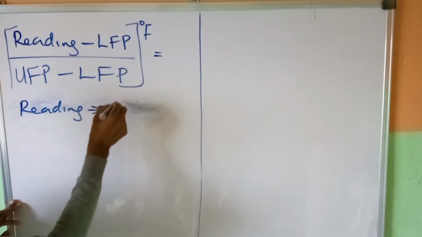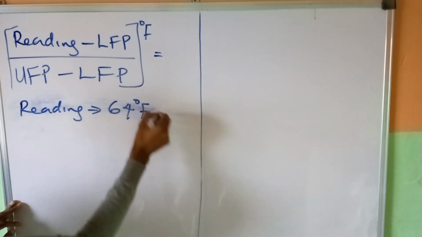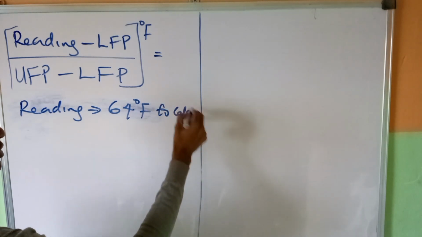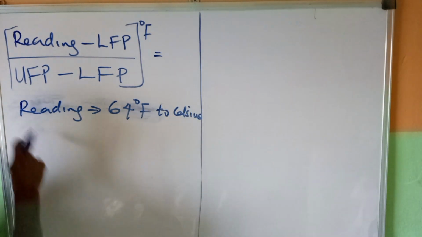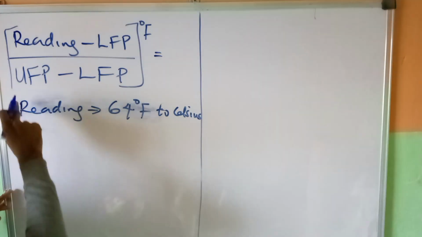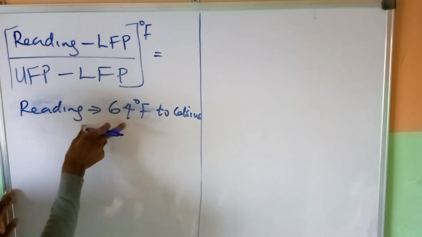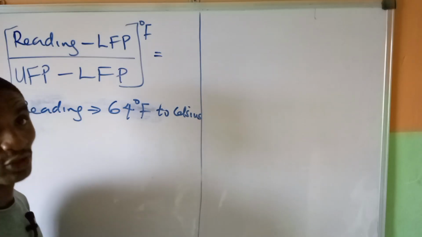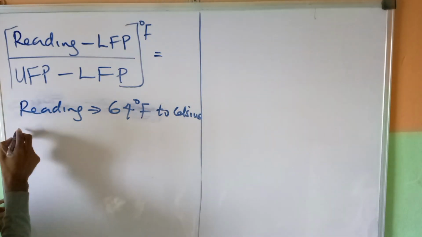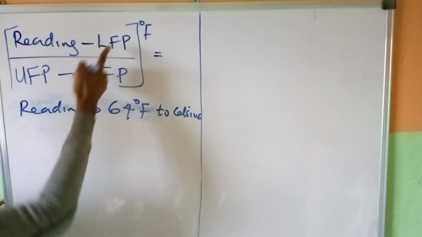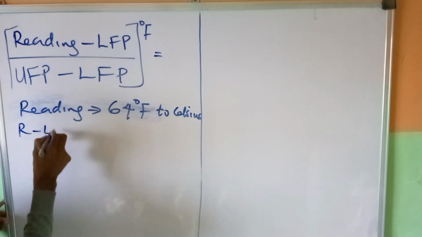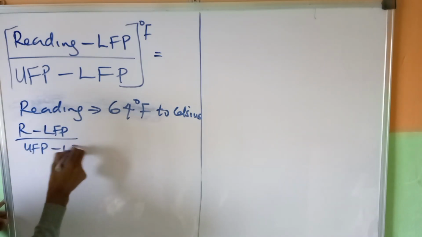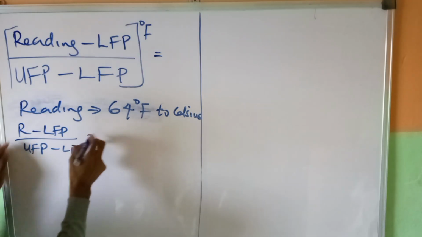Okay, now let's take an example. You are asked to convert 64 degrees Fahrenheit to Celsius. So how do you convert this to Celsius? Very simple. This is your reading, and the lower fixed point for Fahrenheit scale is 32 degrees Fahrenheit, and the upper fixed point is 212 degrees Fahrenheit. So what you have to do is use this formula: reading minus LFP over UFP minus LFP, and that's going to be what?